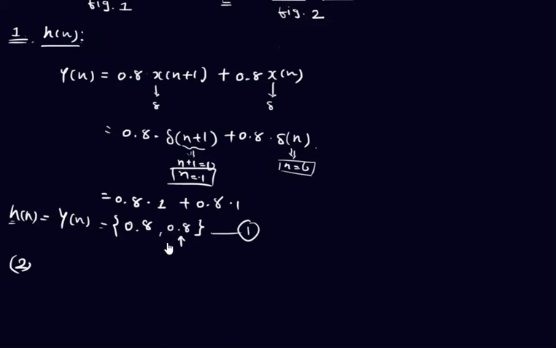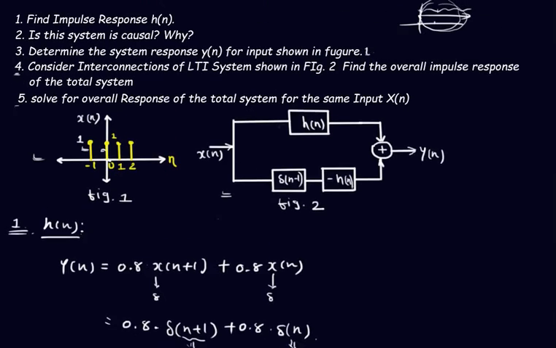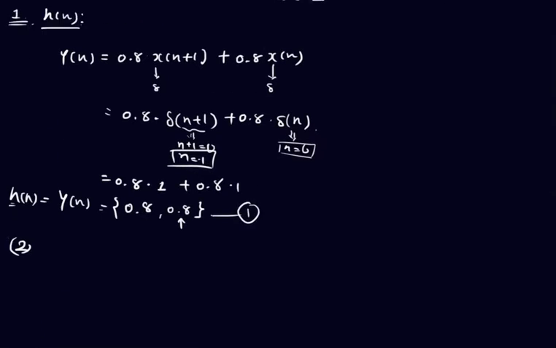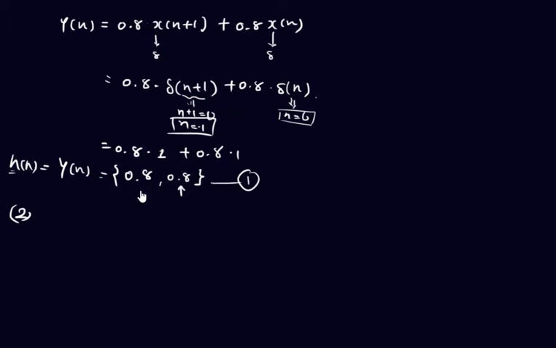Okay, now if we want to plot this output for the second question, the question says to analyze the impulse response. So we are just analyzing our impulse response. If you want to draw it by the graphical method, this is at the location of zero, and this is on the left side, so it will be a minus. We have one value of 0.8 and a second value again 0.8, at locations 0 and minus 1, means 0 and the left side, minus 1.